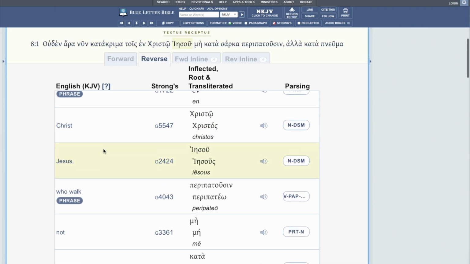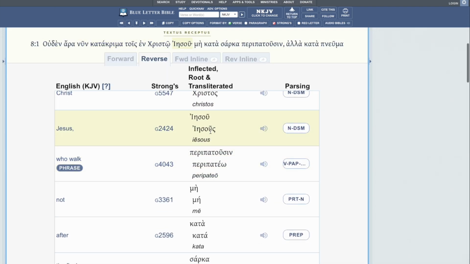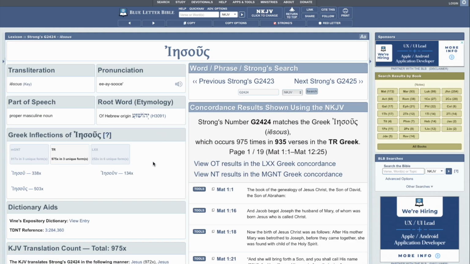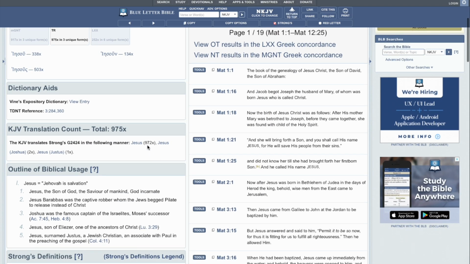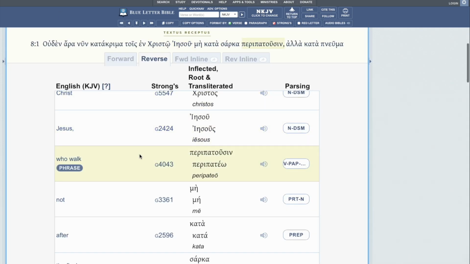Let's take the word Jesus. I know that's used more than once. So you can see, now we can see it's used 972 times. It's translated as Jesus. It's also translated as Joshua. Remember, that's the same Hebrew word. And justice once. That, because that's a proper noun, that might even be a little confusing.